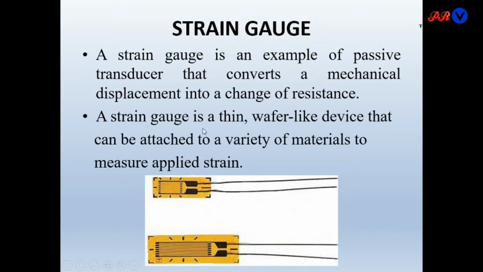A strain gauge is a thin wafer-like device which is shown in the figure. They can be attached to a variety of materials to measure applied strain. So strain is applied on this wafer-like strain gauge, and this is the connection which is used to connect it to the different materials. So these are used for measurement of the strain.